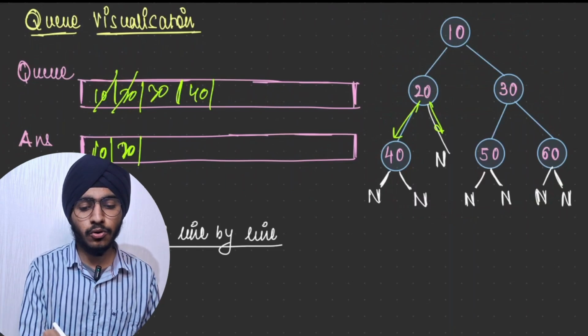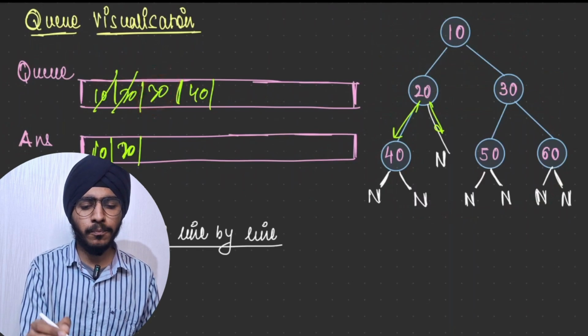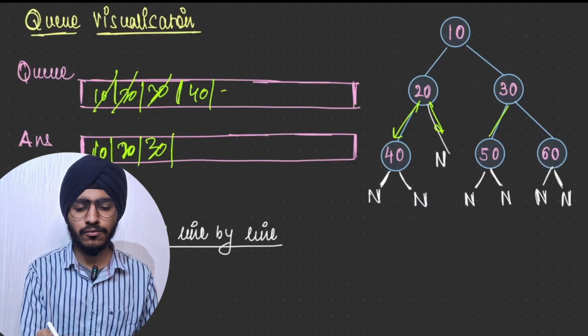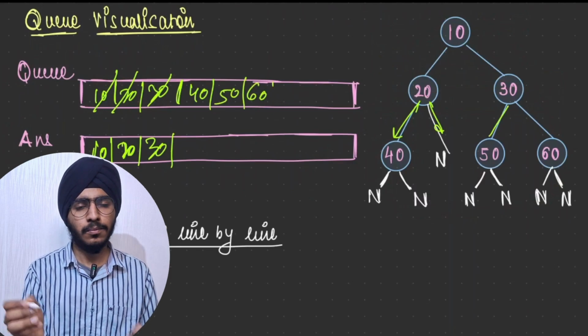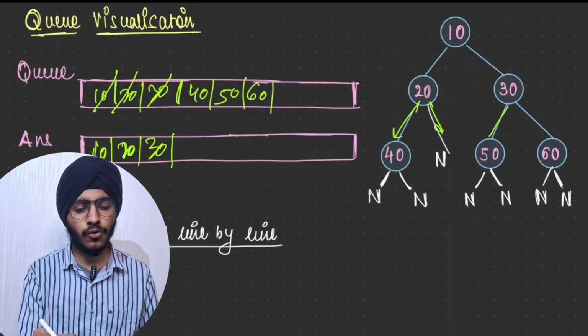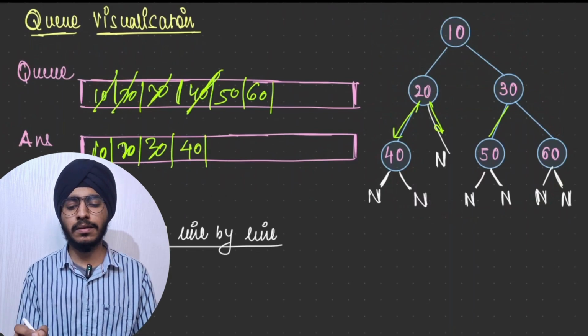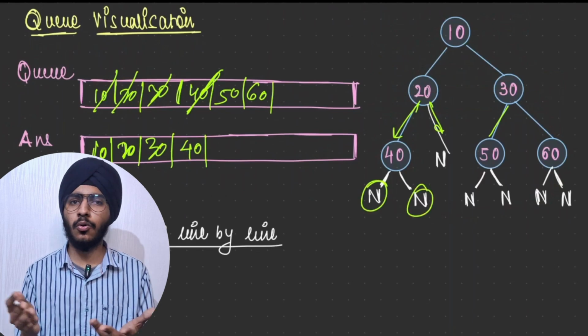So now we come to 30. 30 will say again, pop me from the queue and push me into the answer. 30 will say, what is my left? 50. What is my right? 60. Push them into the queue. Now we come to 40. 40 will say pop me out. We will push it into the answer. 40 will say my left is null, right is null, don't add anything.